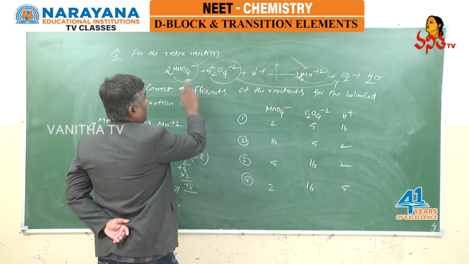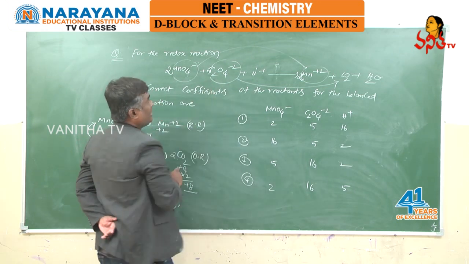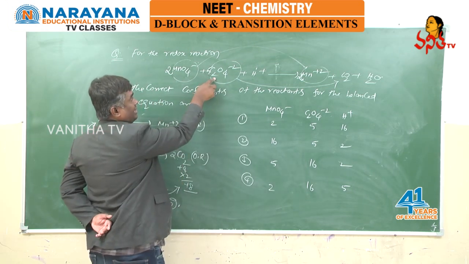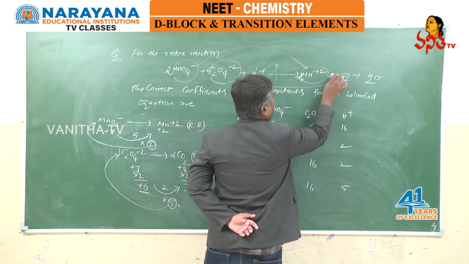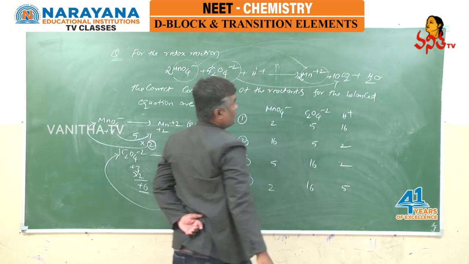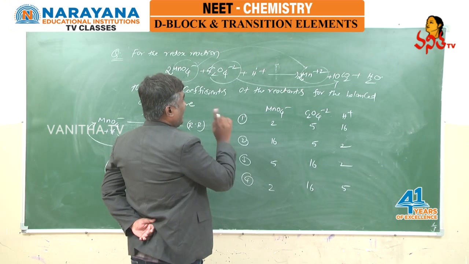At the same time, here in the form of oxalate, how many carbons are present? 5 2s are 10 carbons are present. As a result, this should be 10 CO2. And here it is acidic medium.